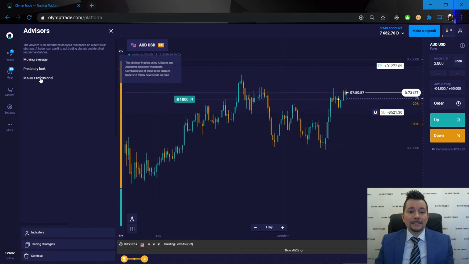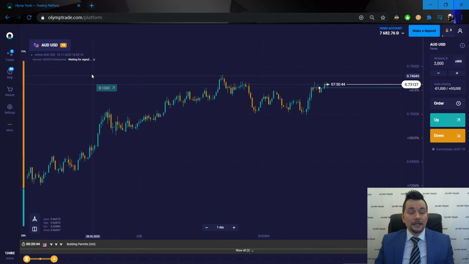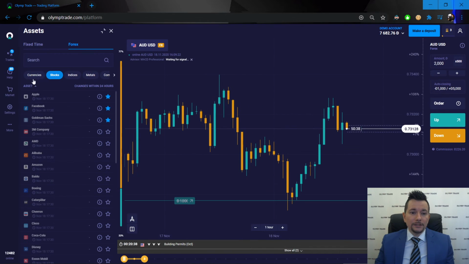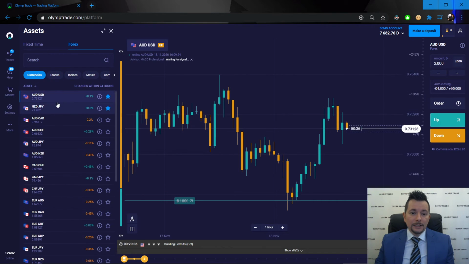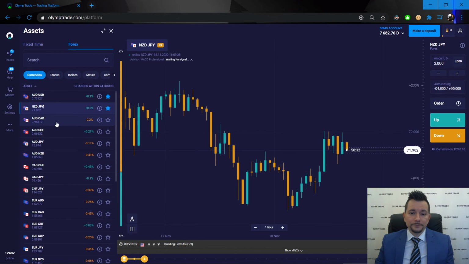So I have been practicing with the MACD Professional. You just click on it once and then it appears in the upper area where we have all of our indicators. So that's it. It's on. It's working. Now let me see if I can help find an entry point for you. I'm just going to quickly click through some currencies. Usually that's where we get the most action from advisors.